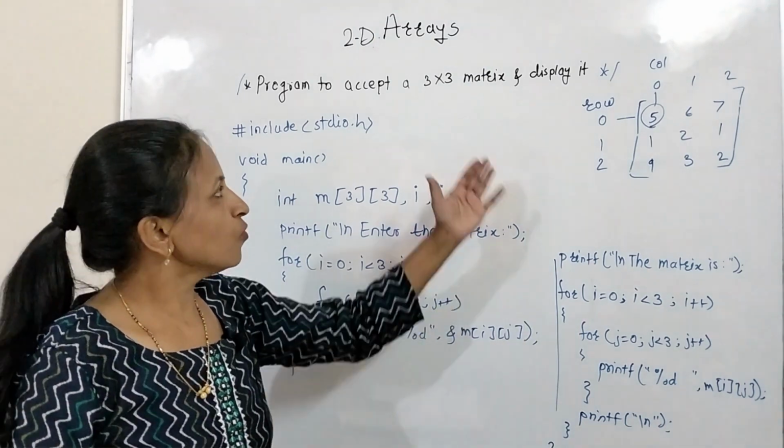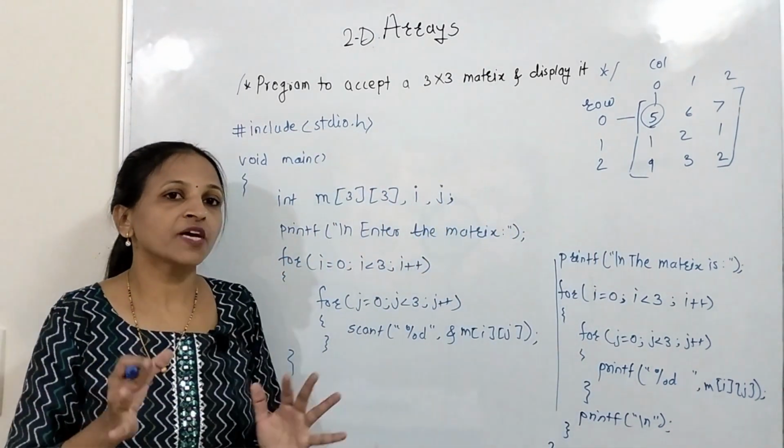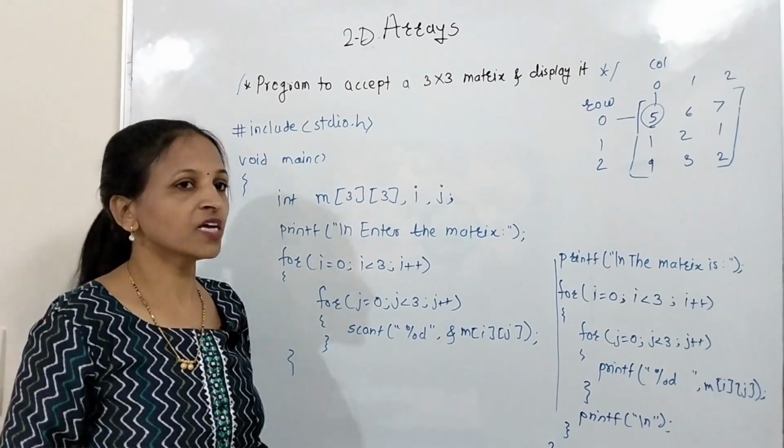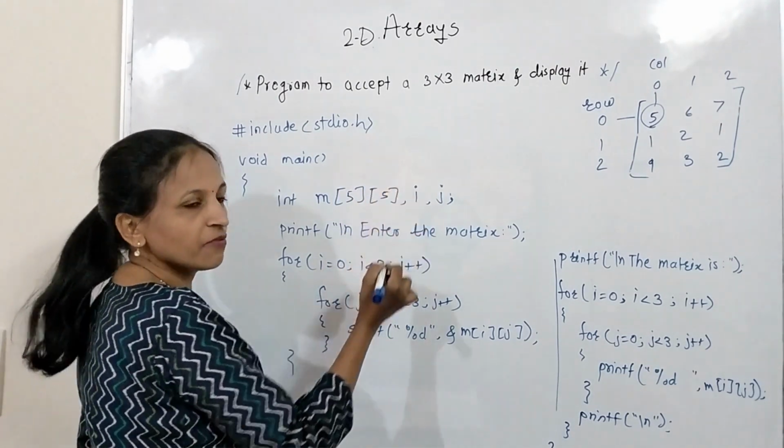If you don't know how many rows and columns there are, meaning the exact dimension of that matrix, then what should be done? Here you can declare some maximum size, let's say 5 by 5.